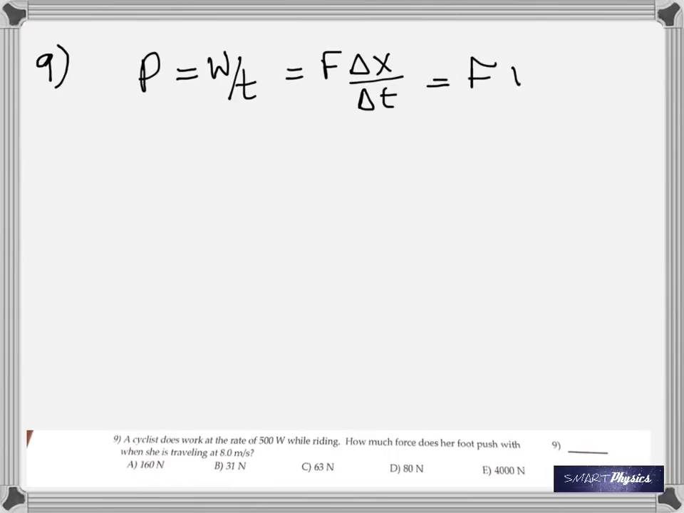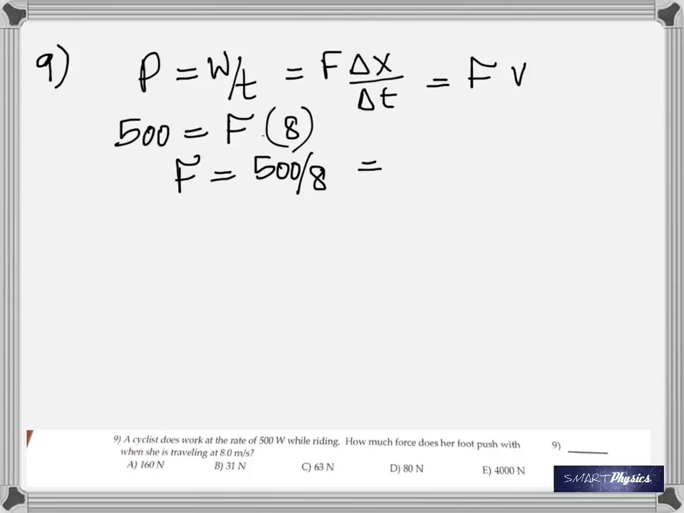That's it. Power is force times velocity. Straightforward, because power is work over time. Work is force times displacement, and then you can divide displacement by time. That gives you velocity. So that's a new formula there. Power is force multiplied by velocity. You plug it into that, 63 newtons is the force that she applies.